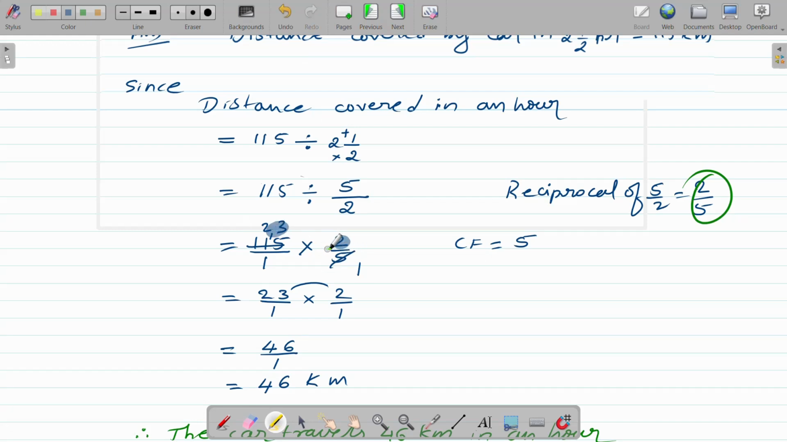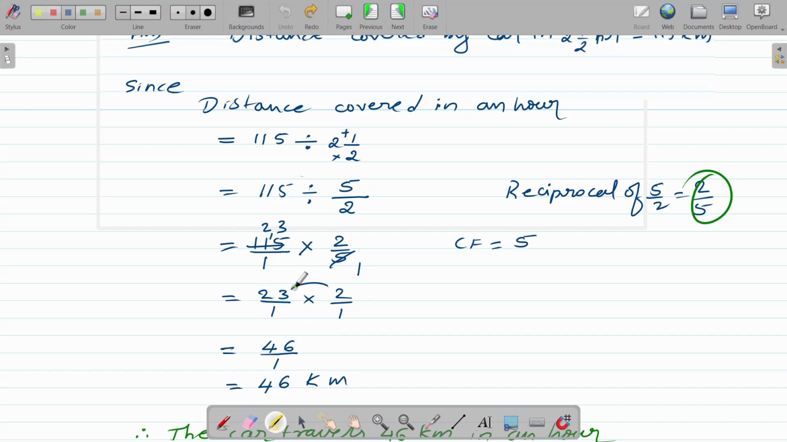Both are prime numbers. So because of that, I will check the multiples of that. The multiple is 1. There is no common factor. And here it is also 1. There is no common factor between 23 and 1. And next, I will check with 2 and 1. There is no common factor other than 1. When we get the common factor as 1, it is in the simplest form.